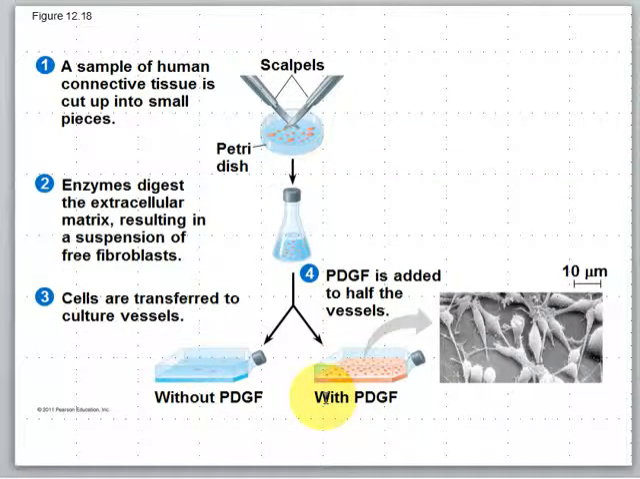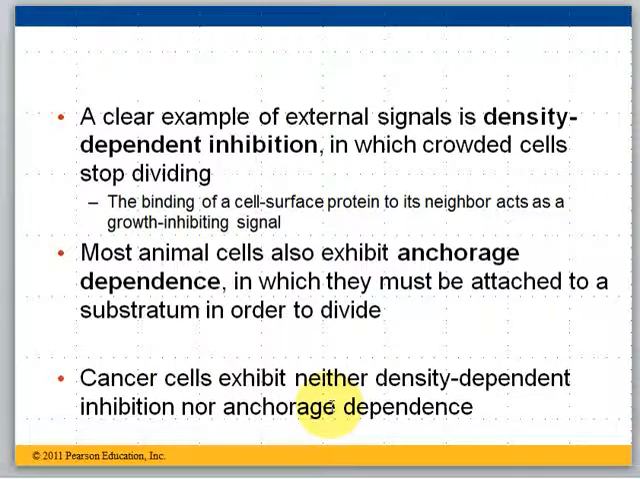If you add the platelet-derived growth factor, that is a signal to these fibroblast cells to begin division, and you'll see they soon cover the entire petri dish. Another great example of an external signal that has to do with growth factors is something called density-dependent inhibition. Basically, what that means is when the cells are crowded, they stop reproducing, they stop dividing.